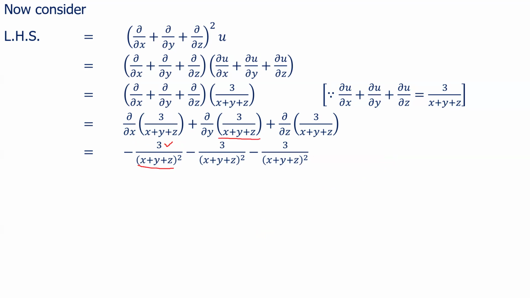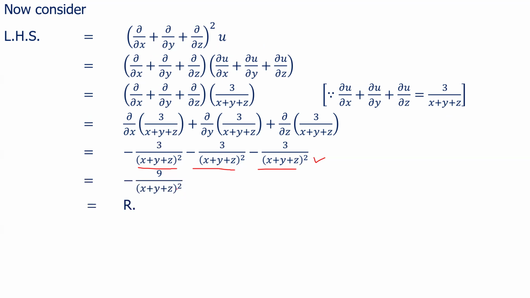Similarly, if you find the partial derivative of 3 upon x plus y plus z with respect to y, it is again minus 3 upon x plus y plus z whole square into 0 plus 1 plus 0, which means 1. So this is minus 3 upon x plus y plus z whole square, and similarly the partial derivative with respect to z is minus 3 upon x plus y plus z whole square. Now since the denominator is the same, we just add the numerators. So minus 3 minus 3 minus 3 will become minus 9 upon x plus y plus z whole square.